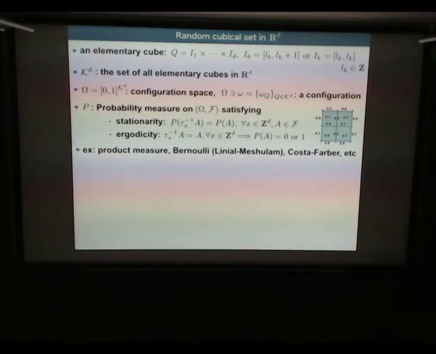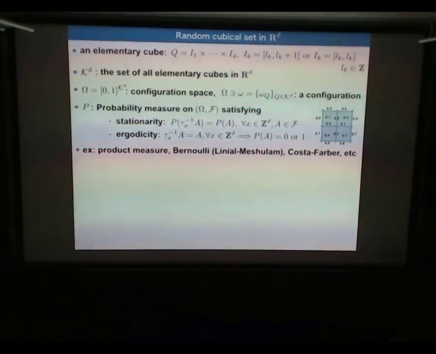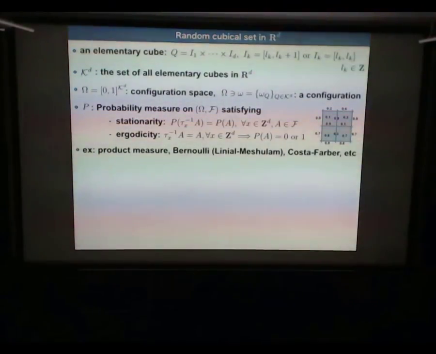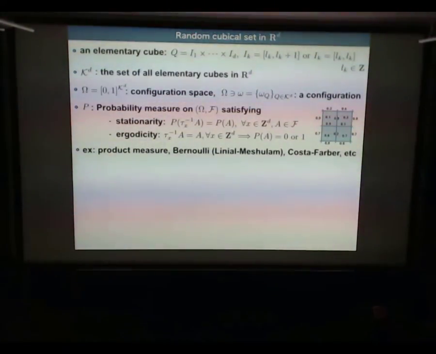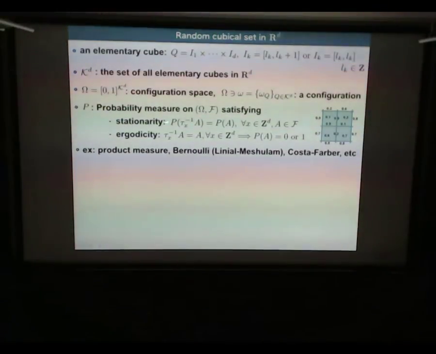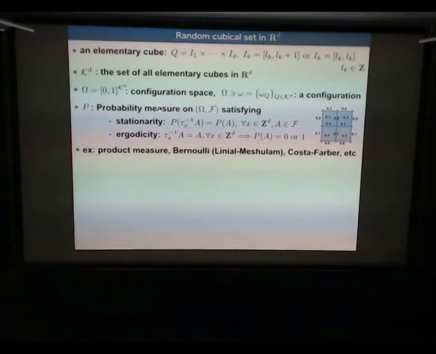Most of the results explained today are valid under this general assumption. But if you are not familiar with these two concepts, you can just think of a product measure for simplicity. It means that we assign an appearing probability to each elementary cube and take the product. This is one of the simple examples included in this model.